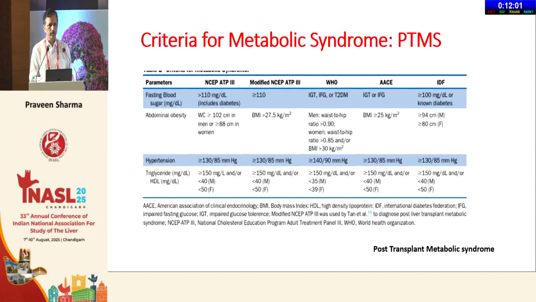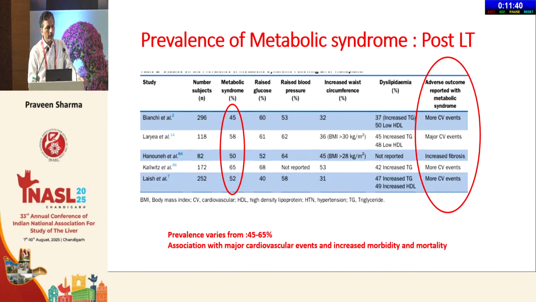How do we define metabolic complication? The criteria remain the standard ones used for non-transplant candidates. Most of the time we use the NCEP ATP3 criteria: fasting sugar more than 110 or the patient is on diabetic drugs, waist circumference more than 102, and hypertension. If 3 out of these criteria are fulfilled, the patient has metabolic syndrome. But why are we talking about metabolic syndrome and complications like diabetes and hypertension? Because if we follow all our post-transplant patients, metabolic syndrome is seen in up to about 60% of them, and the individual components in approximately 50 to 60%.